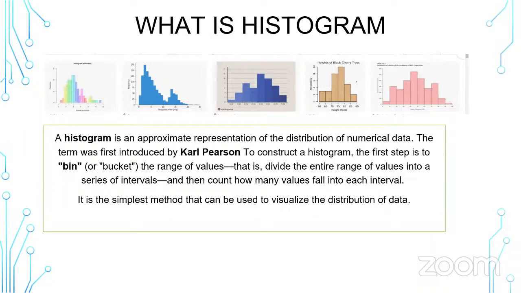But here you get the maximum number of frequency. So mean may be here, between these two bins. Mean may be here. Okay. So this is the histogram.